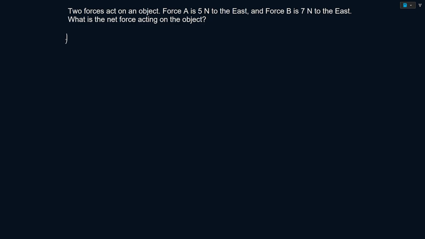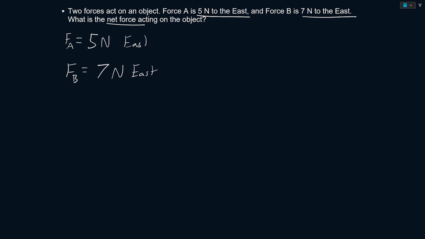First, we will identify our variables. Force A is equal to 5 newtons in the direction of east. Force B is equal to 7 newtons, also in the direction of east. And what we're trying to find is the net force acting on the object.